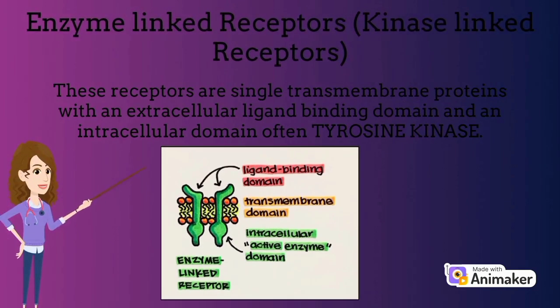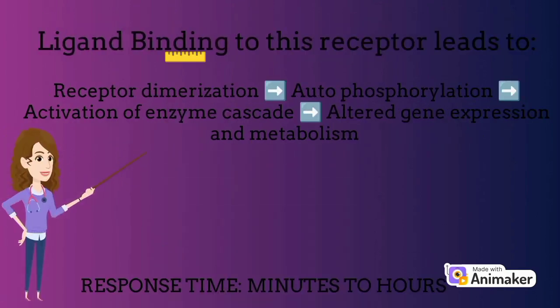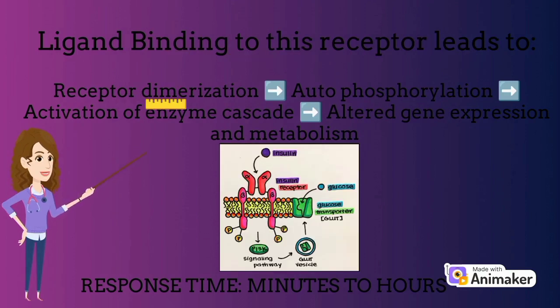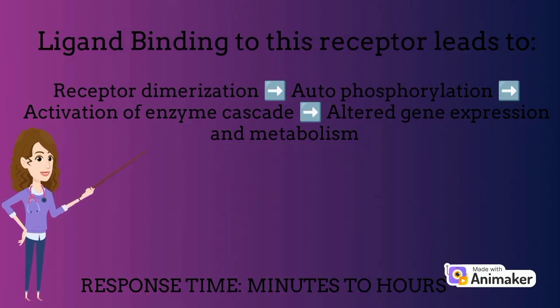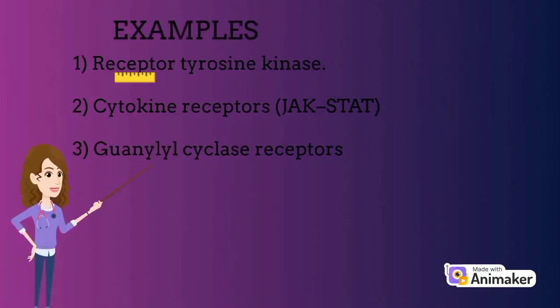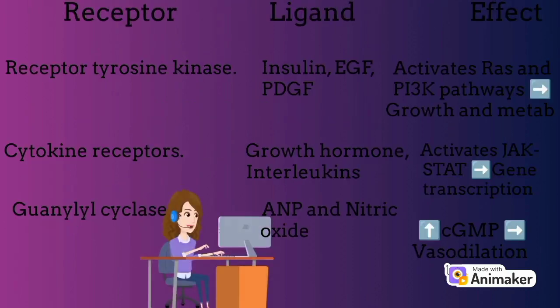Enzyme-linked receptors, also known as kinase-linked receptors. These receptors are single transmembrane proteins with an extracellular ligand binding domain and an intracellular enzyme domain, often tyrosine kinase. Ligand binding to this receptor leads to receptor dimerization, autophosphorylation, and activation of enzyme cascade, which finally leads to altered gene expression and metabolism. Response time ranges from a few minutes to hours. Examples include receptor tyrosine kinase, cytokine receptors, JAK-STAT, and guanylyl cyclase receptors.